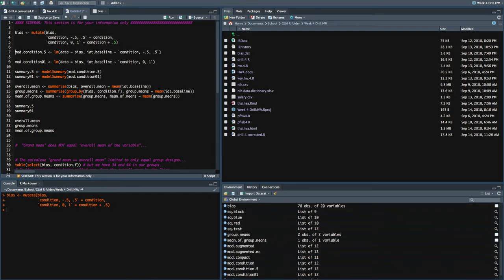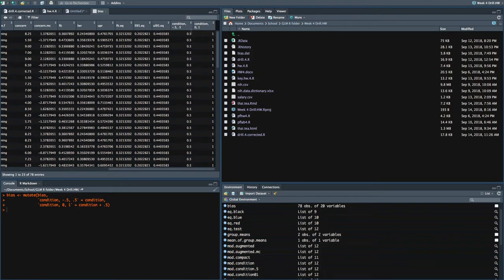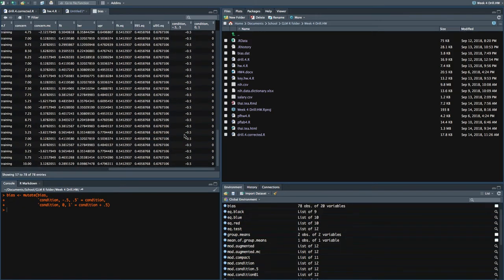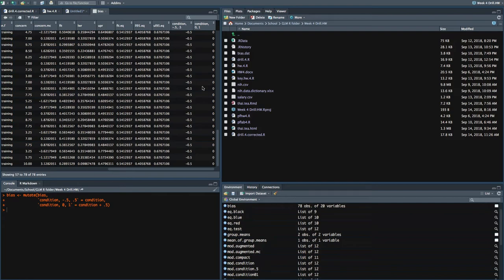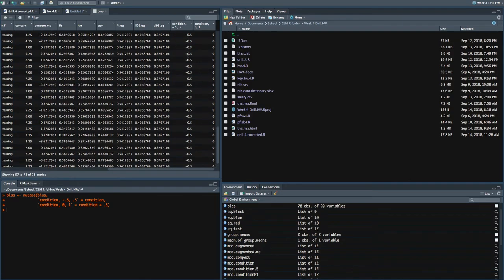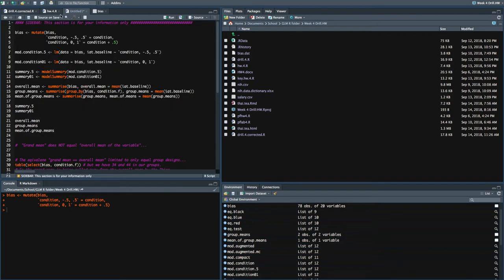So whenever I run this line over in my bias data, I have condition coded as 1/2 and -1/2 just as it was before. And then over here I have it coded as 1 and 0. So we're going to look at the differences of interpretation depending on how you have it coded. And also we're going to look at why the grand mean wasn't the same as the overall mean and what that actually means.